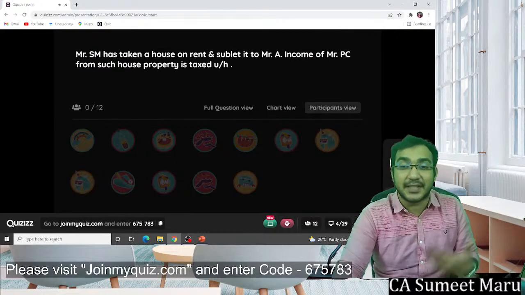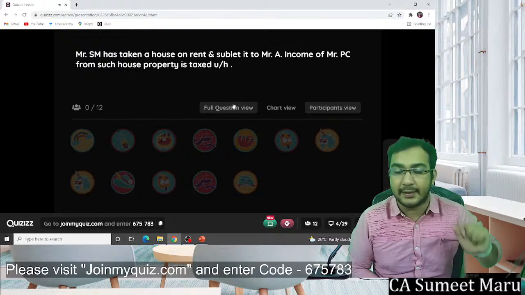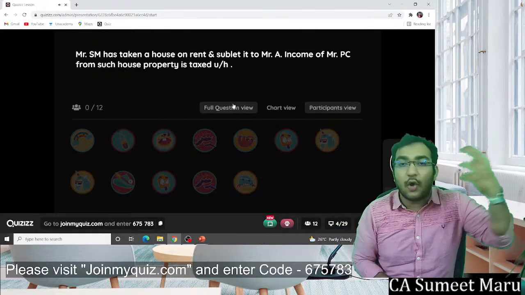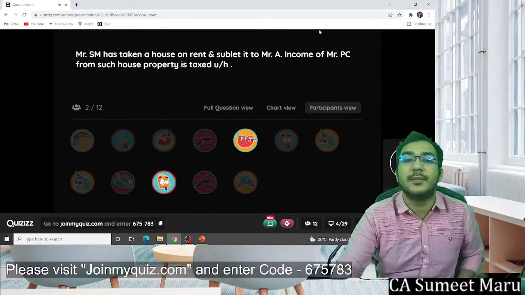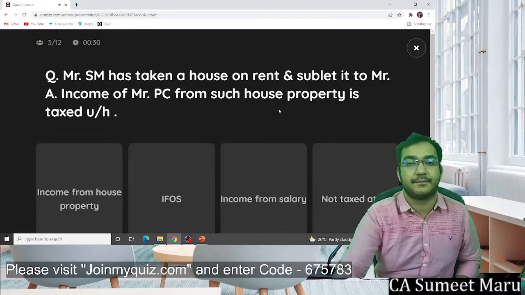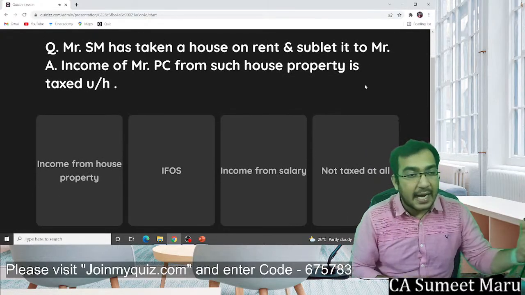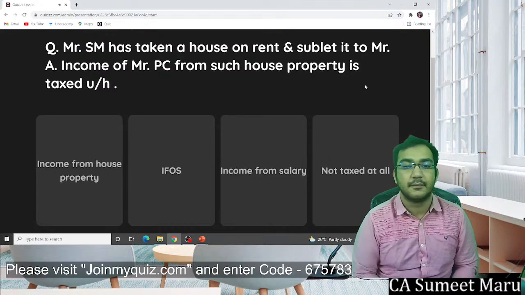That's why the MCQ quiz is there. Mr. SM has taken a house on rent and sublet it. Now please remember, I sublet it, meaning I took it on rent from someone and gave it to someone else. Income from such a house to Mr. SM is taxed under which head? Subletting of house property is there. I have taken it on rent and I have given it to someone else on rent.